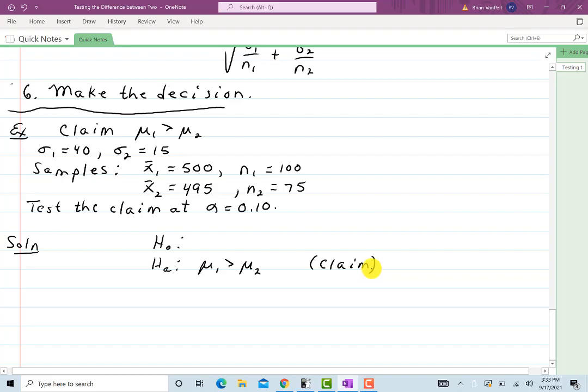Now H0 always reverses the inequality and adds an equal into it. So any versions of equality are found in H0, just like before. Now the inequality sign right here points to the right, so we know that we have a right-tailed test.